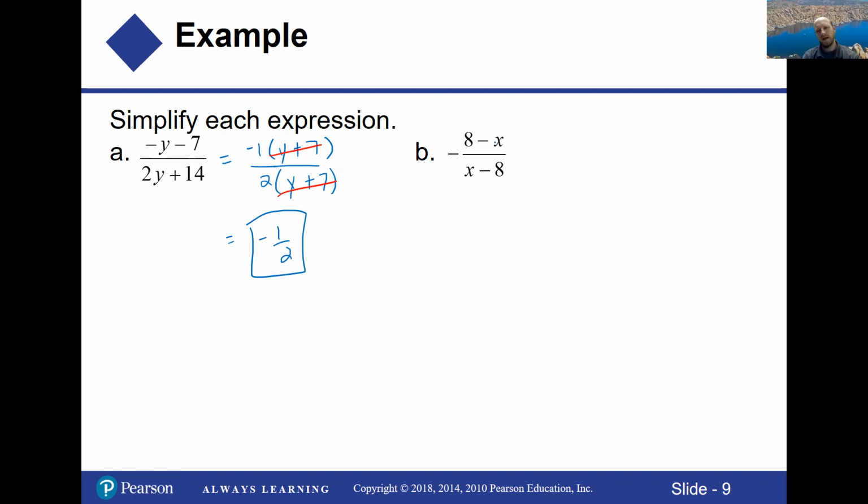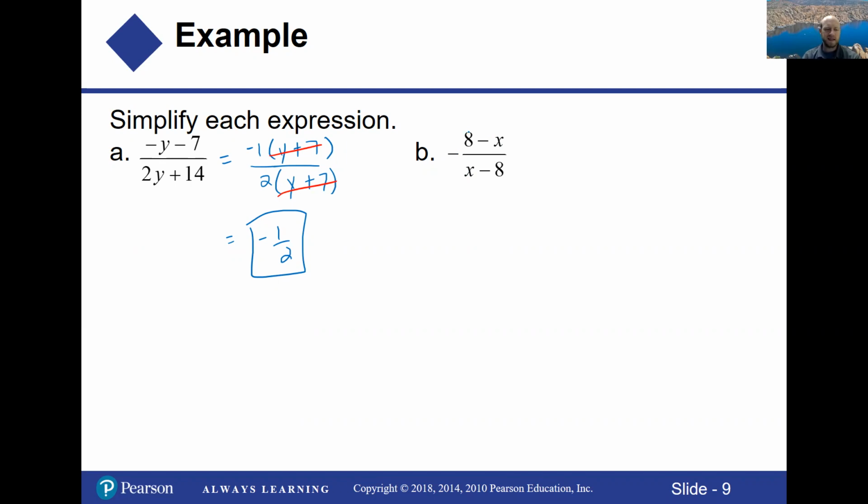Now this one, some people get a little bit confused, and they'll say, oh, I have 8 minus x and x minus 8. Definitely not the same thing, okay? These signs are switched, right? This is a positive 8. This is a -8. This is a -x. This is a positive x. The only thing here is that I have this minus sign out front. Let's see what that does.